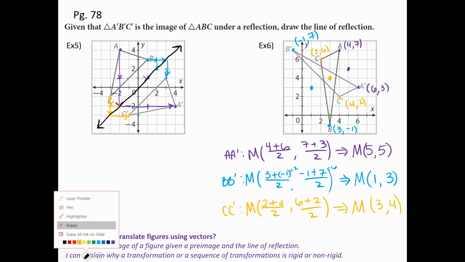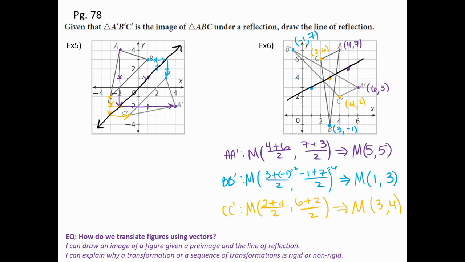There we go. All right, then my final step is to grab my regular writing utensil and connect those midpoints, and that's going to give me my line of reflection.